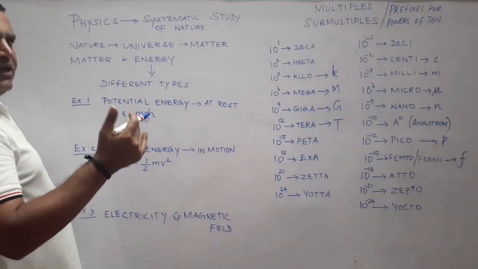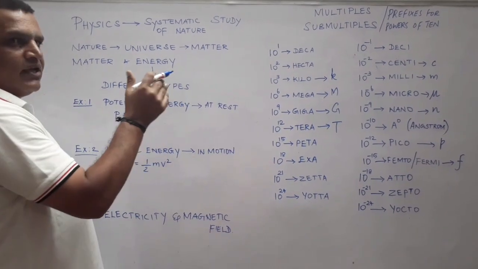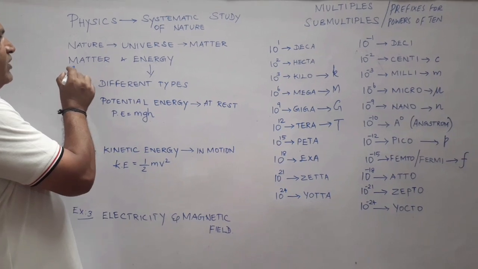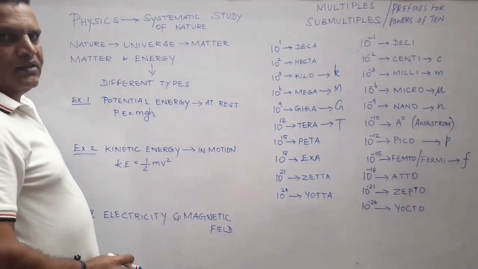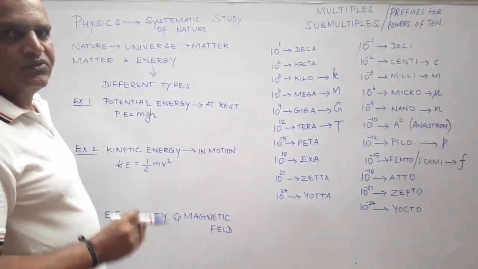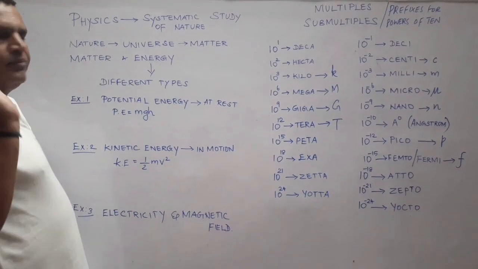Now we are going to study what are the properties associated with the matter and what are the energies associated with the matter. So finally we are going to calculate what is the matter and what is the energy associated with the matter. That is simply how we can define physics. So physics is simply the study of matter and energy.